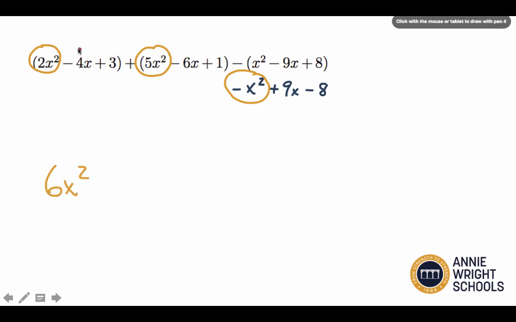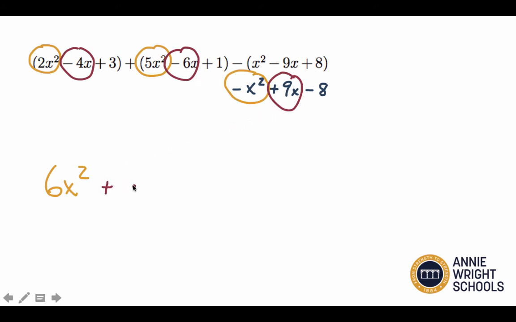Next thing I see is I have a minus 4x, a minus 6x, and a plus 9x. Minus 4x minus 6x is negative 10x, plus 9x, that's a plus negative 1x, so I could have just said minus x. And then lastly, the constants.